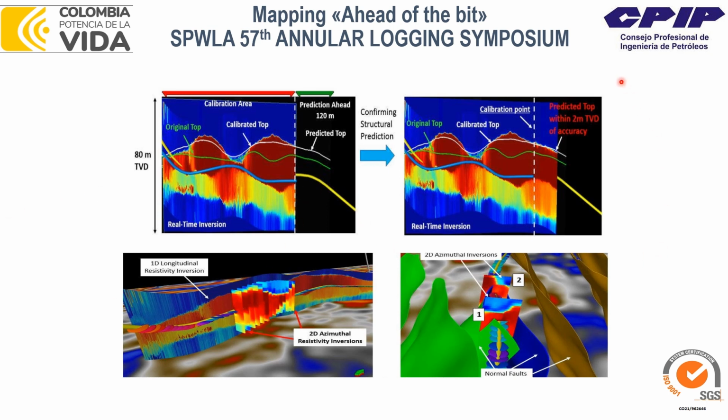Also, at the top we have the 2D view, looking into the curtain section, but we can also use the data from left and right to make the 3D picture. And here you can see the 1D longitudinal resistivity inversion, which gives you the 3D picture. So you can see what's going on up, down, left, and right.